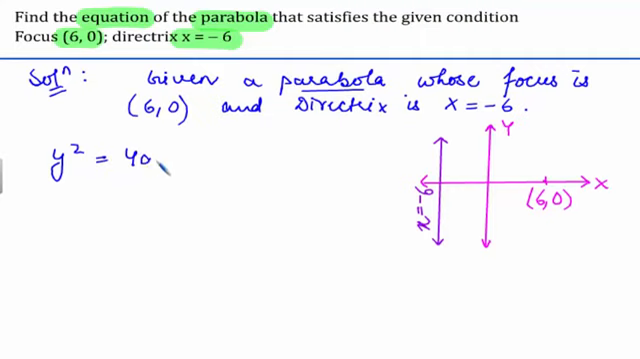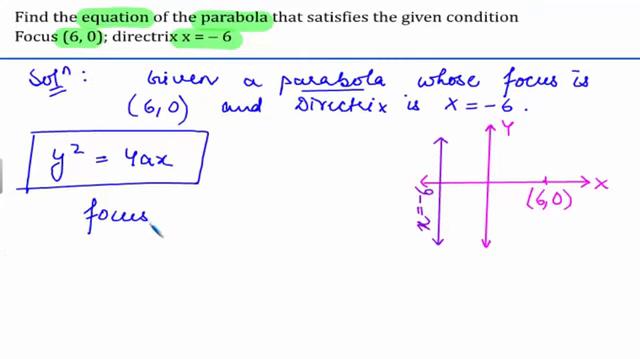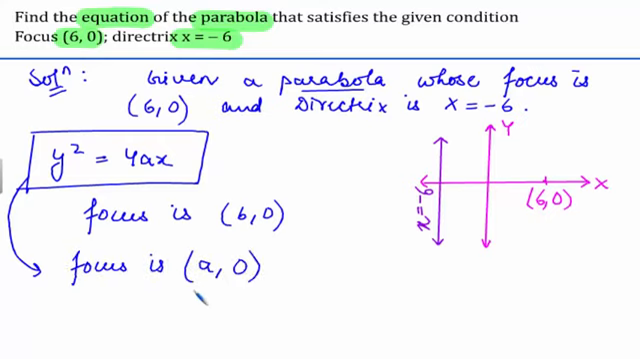Now, since we are given that the focus is (6, 0), and for this standard form of a parabola the focus is given by (a, 0), this implies that a is equal to 6. Also, as we know, the directrix of the standard form of a parabola is x = -a, right? And here -a is -6, so a is equal to 6. Therefore, the value of a is 6.